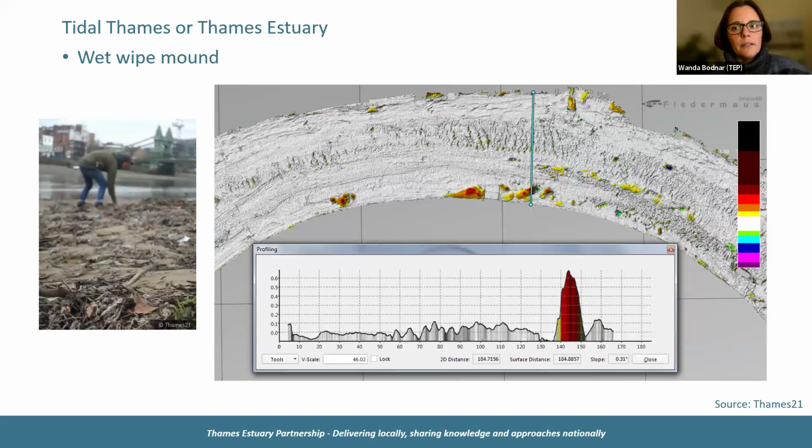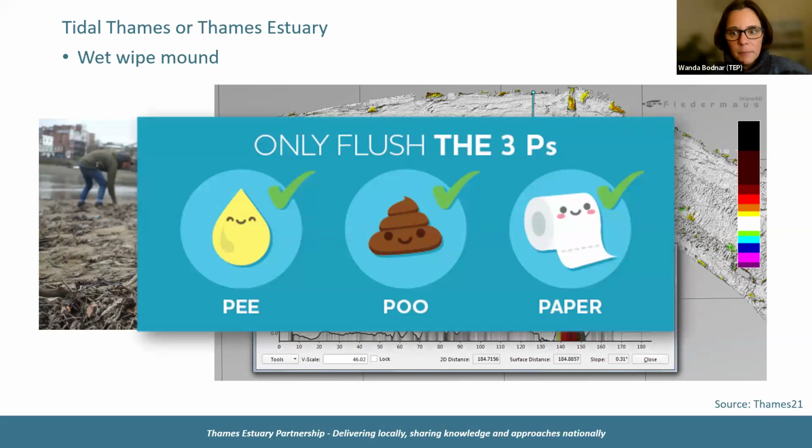As I highlighted earlier, the combined sewer system that we still use was connected to the existing street sewers in the hope that the rain would dilute the sewage. And so it is no secret that during periods of heavy rain, the system overloads and sewage spills into the Thames. This has created a particular issue at Hammersmith, where a wet wipe mound was formed, changing the foreshore height by about 1 meter. So please, please, please stick to the three P's only when flushing the toilet.